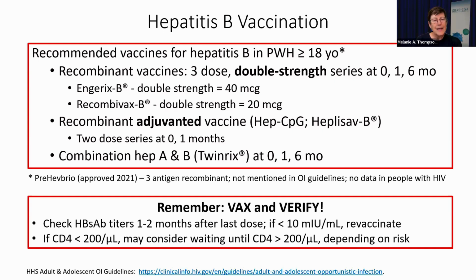Remember, if somebody has a low CD4 count, this might be an instance in which if you're starting them on antiretroviral therapy, you might wait a minute to do the vaccination until their CD4 count rises a little, but that depends on their risk for hepatitis B.